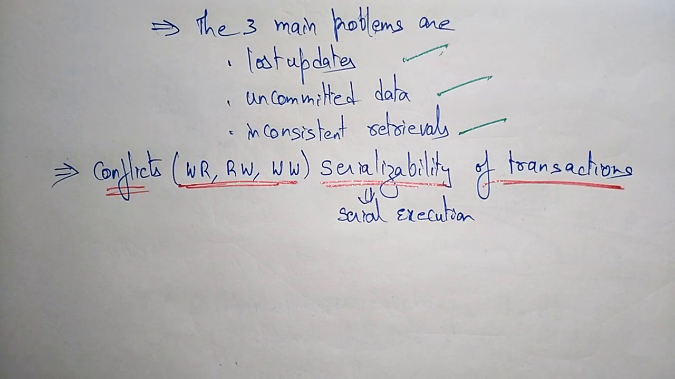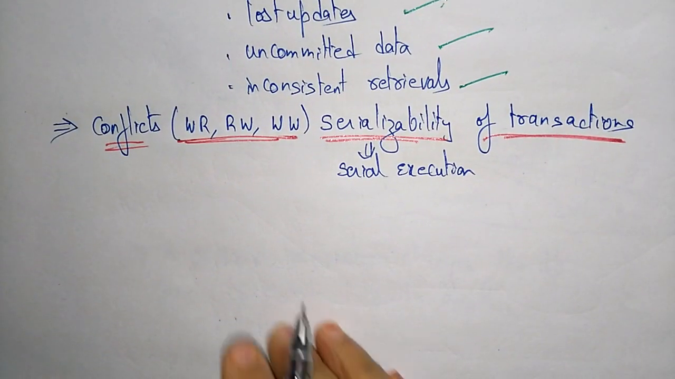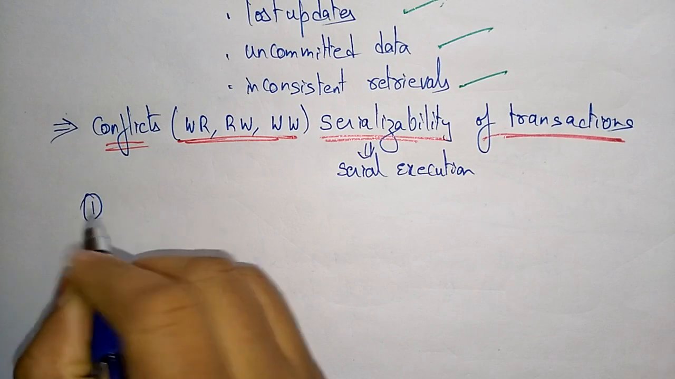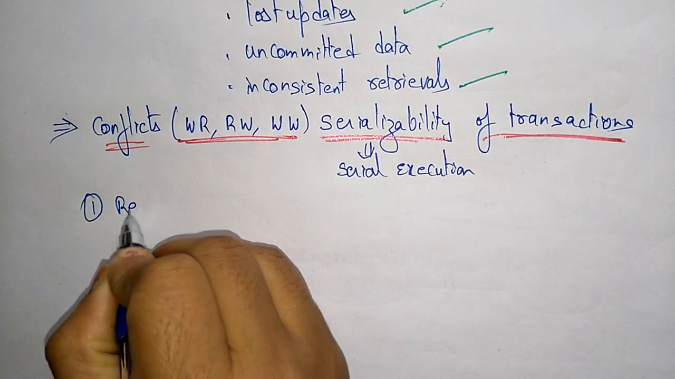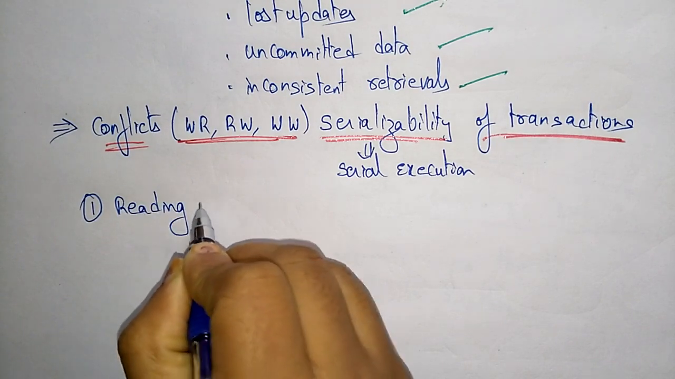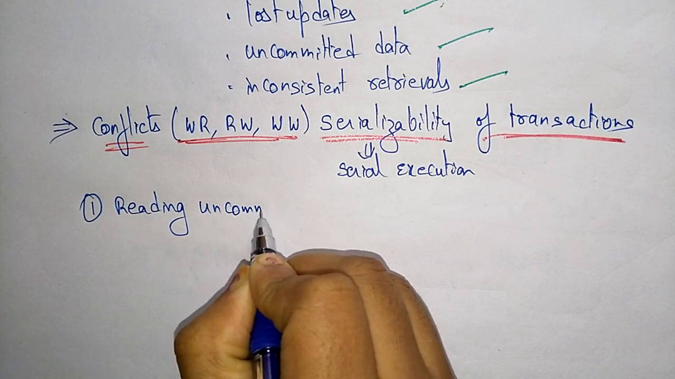So that you call it as serializability. So let us take first conflict in concurrency control. So the first conflict is reading uncommitted data.